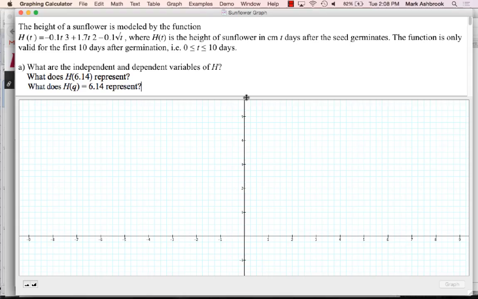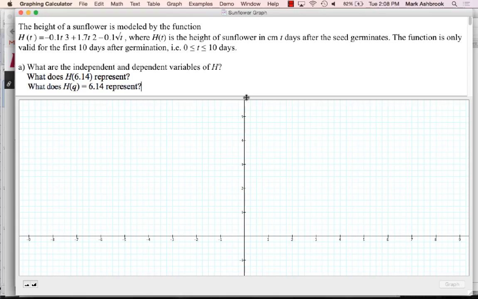Okay, you should have said that the independent variable, remember, what are variables first and foremost? Letters, right? So you're not going to say a phrase that's a quantity. That's important, but first and foremost, the variable is a letter. So the independent variable is t, and that t represents the time since germination, in days. The dependent variable is actually a whole notation, not just one letter, but h of t. h of t is what we call the dependent variable, and that's the height at t days in centimeters, height of the sunflower.